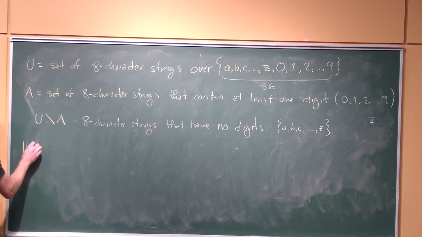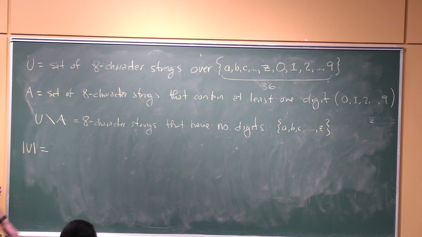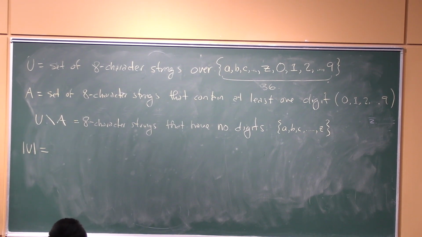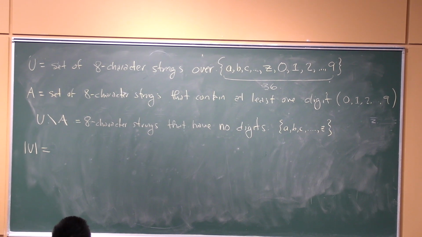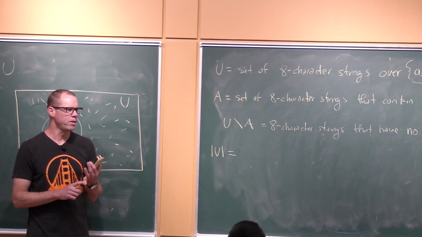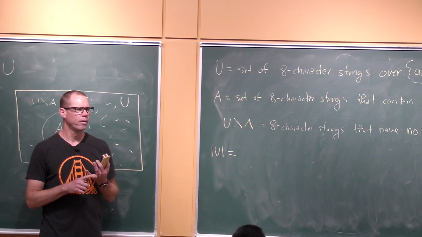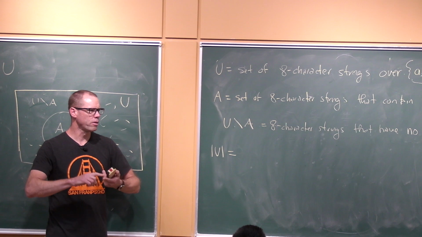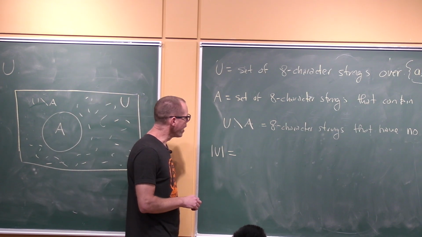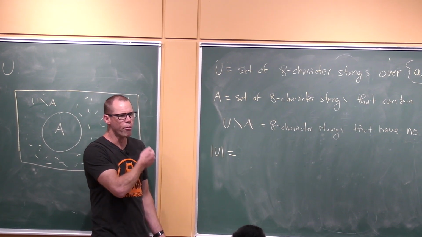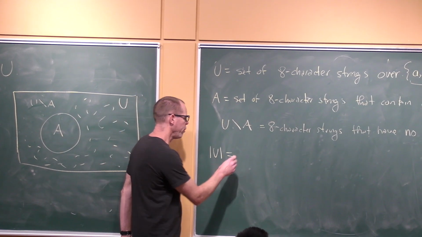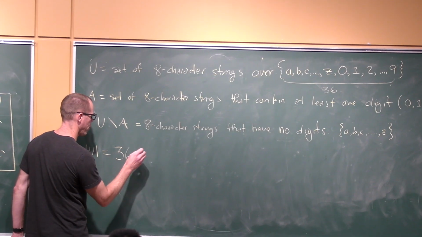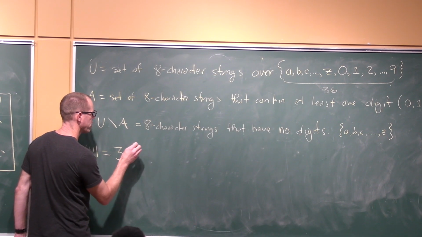What's the size of U? 8-character strings over a 36-letter alphabet. How many choices for the first character? 36. How many choices for the second? 36, 36, 36, 36. So applying the product rule with the procedure being we write down the characters one at a time, one after the other, we quickly get the answer that the size of U is 36 to the power 8.